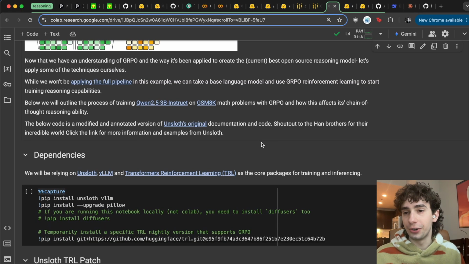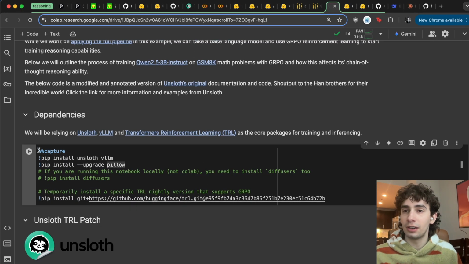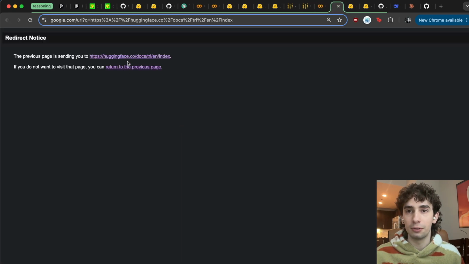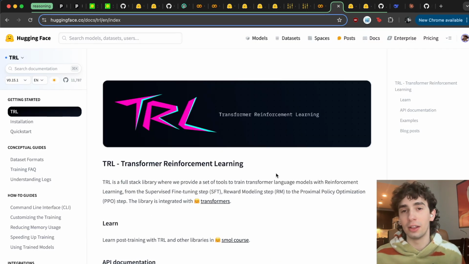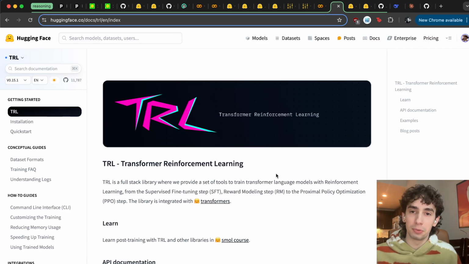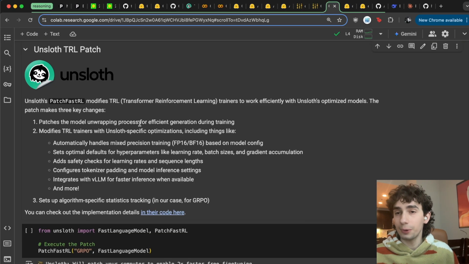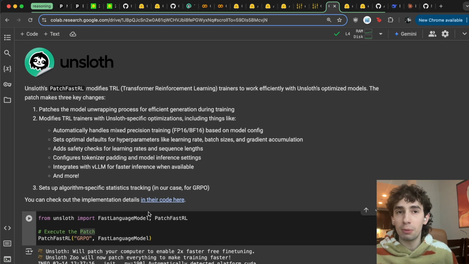But to walk through the code real quick, what we've got first here is simply installing the dependencies. We're going to need Unsloth, vLLM for efficient inferencing, and then also a specific version of Transformers Reinforcement Learning, or TRL. This is a package that comes from Hugging Face that helps with doing reinforcement learning with language models. To start, we're going to be using a little bit of Unsloth magic to patch up all of the code and make sure that it runs really efficiently.